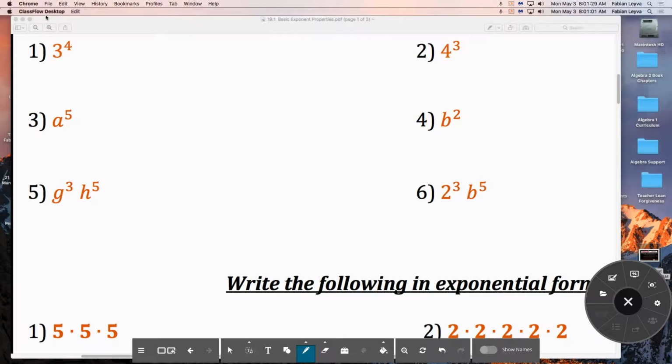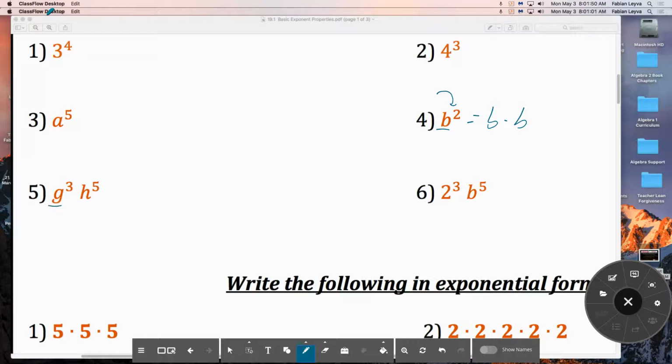All right, guys. So I believe we left off on numbers 4 through 6. So let's go ahead and do number 4. Notice here that I have a base of b and an exponent of 2. Remember the operation: you're just multiplying the base, the exponent amount of times. So we're multiplying b by itself 2 times, and that is how you expand it out.